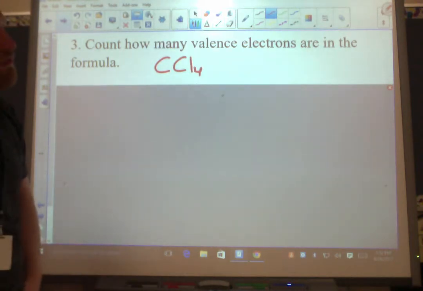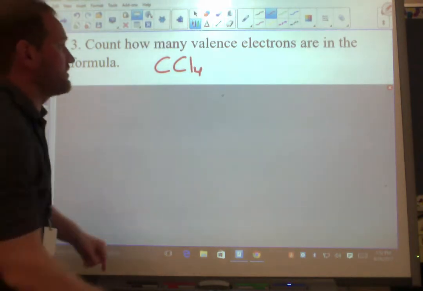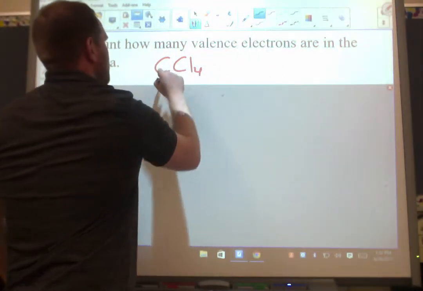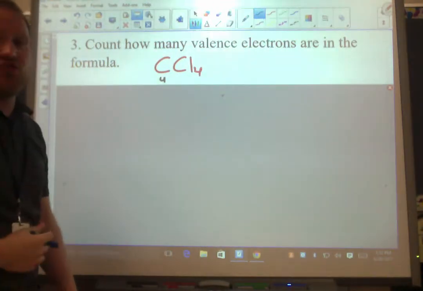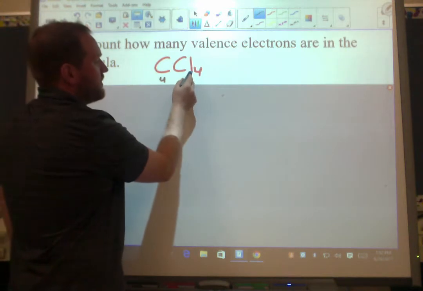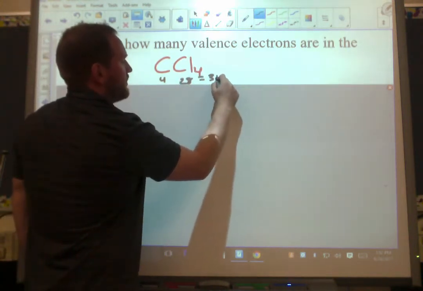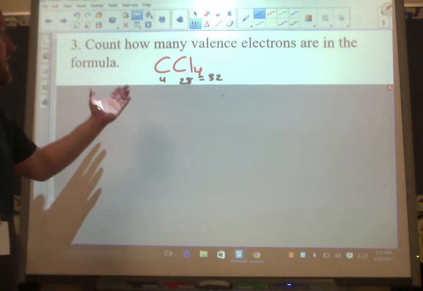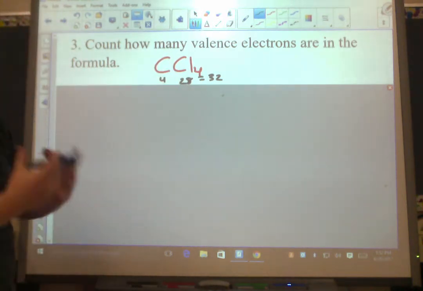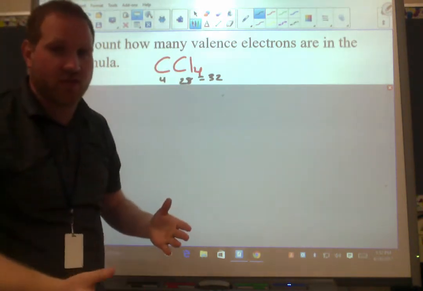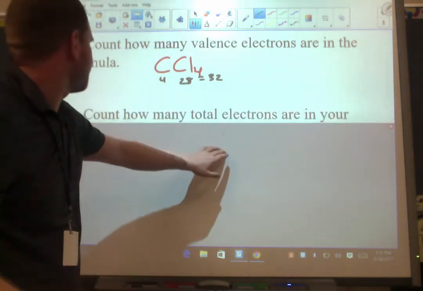So carbon is in group 4A, which means it has 4 valence electrons. Chlorine is in group 7A. It's a halogen, 7 valence electrons. But because there's 4 chlorines, 7 times 4 is 28. So this is a total of 32 electrons. So basically, when these elements come together, they have 32 valence electrons that they're going to distribute.